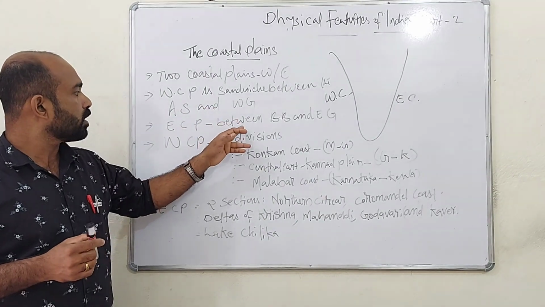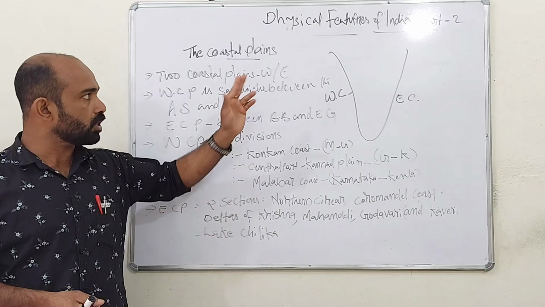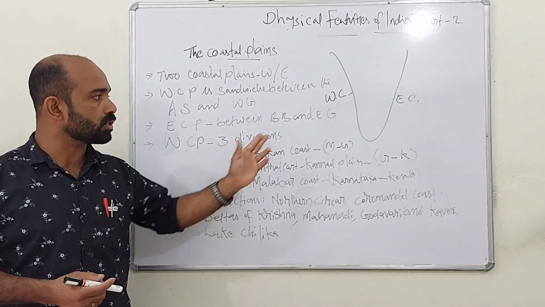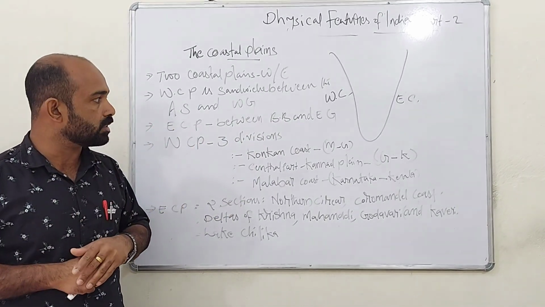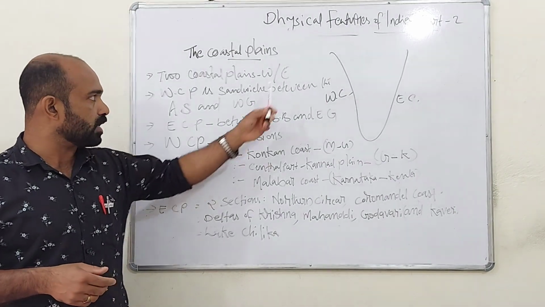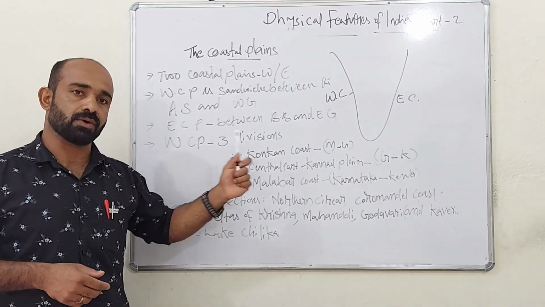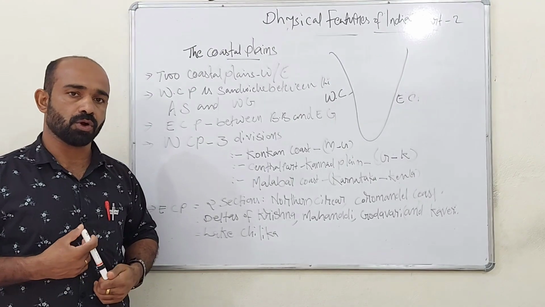Western Coastal Plain has three divisions. The northern portion is known as Konkan Coast. This Konkan Coast is found in the states of Maharashtra and Goa.